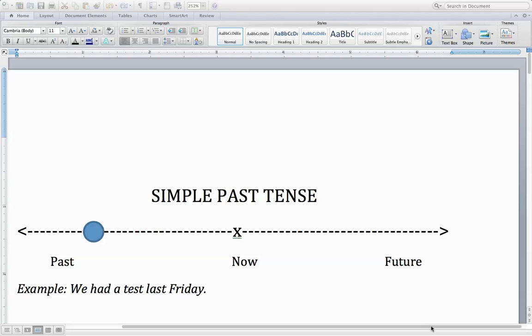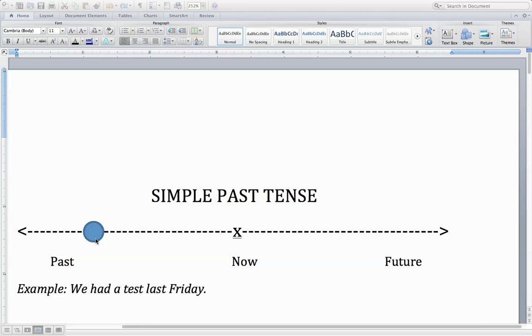Okay, we're going to start with the simple past. And here I have a sample sentence: we had a test last Friday. Okay, on these charts, the blue shape shows the time I'm talking about in the sentence. And you've got a line with the X marks now, the time that I'm speaking. And then it goes to the future and the past. And on this chart, everything we talk about is going to be in the past because this lesson is all about the different past tenses.